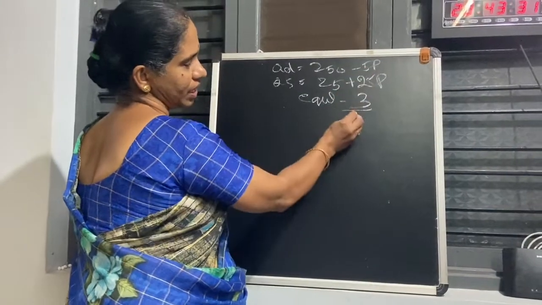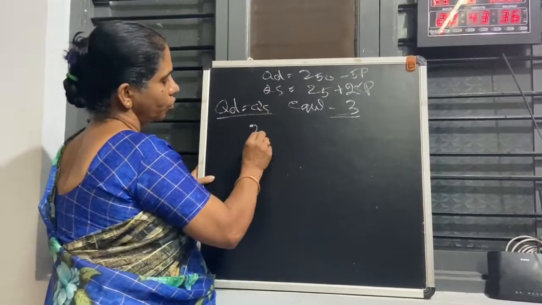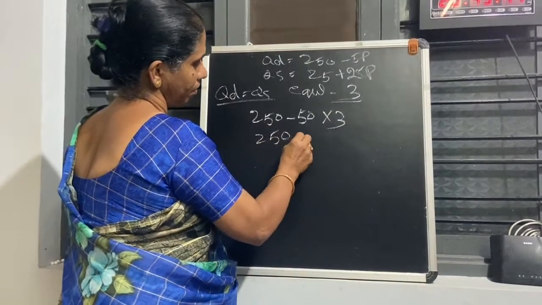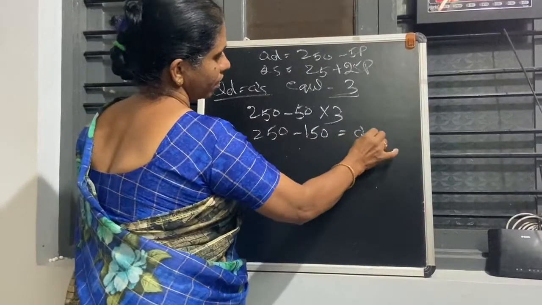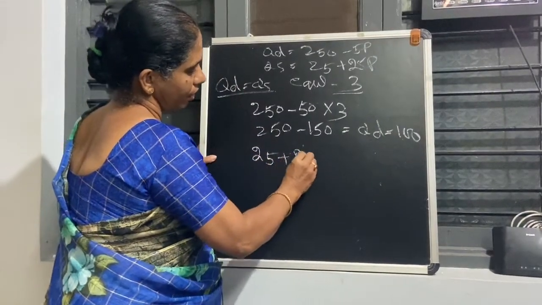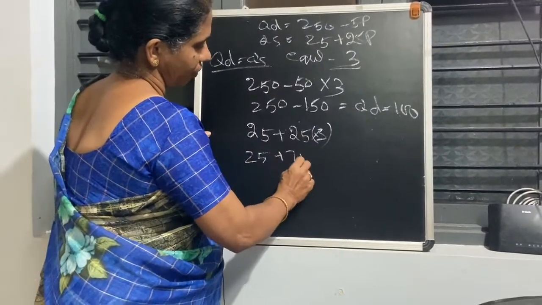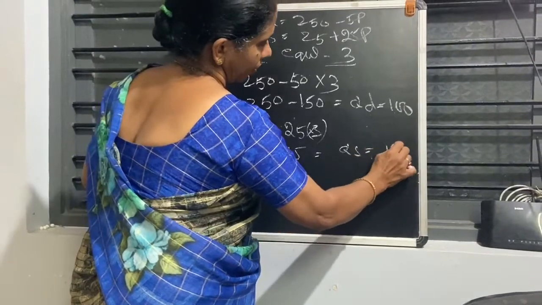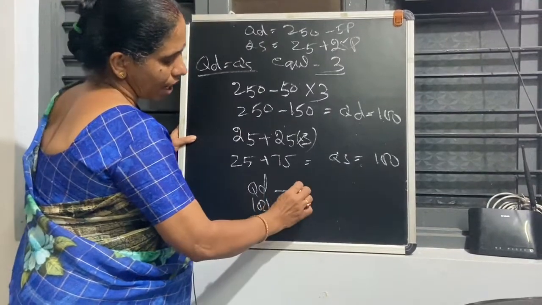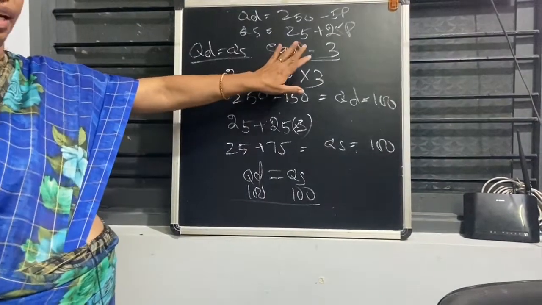So when we apply this, we will see whether quantity demanded is equal to quantity supplied. 250 minus 50 into 3 becomes 250 minus 150, so QD is equal to 100. Then supply: 25 plus 25 into 3, so 25 plus 75. QS is also 100. So what we got: QD is 100, QS is also 100. The price 3 is correct, the equilibrium price.